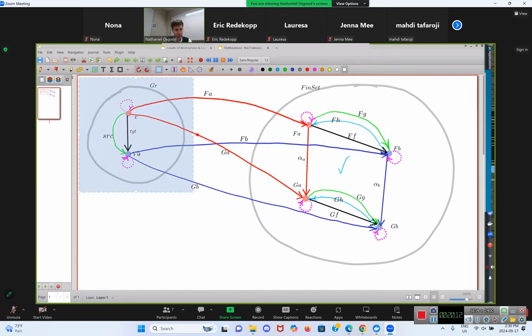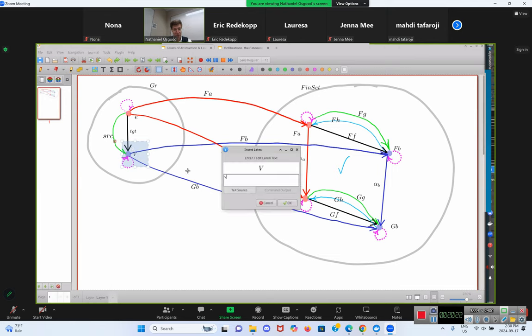Okay. Here we go. Are you okay with this? And so this guy's going to map to F of V, right? F of E. Thank you. What am I doing? Not to be confused with iron. Okay.